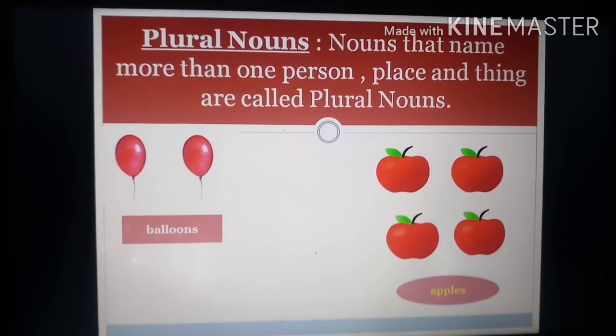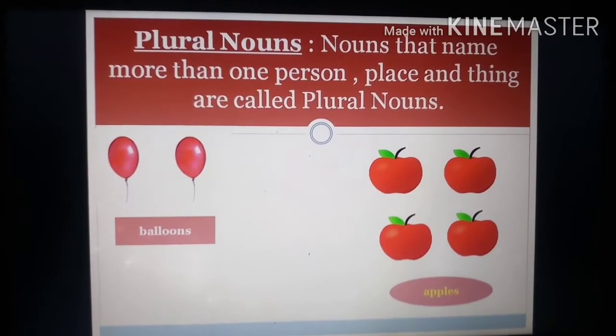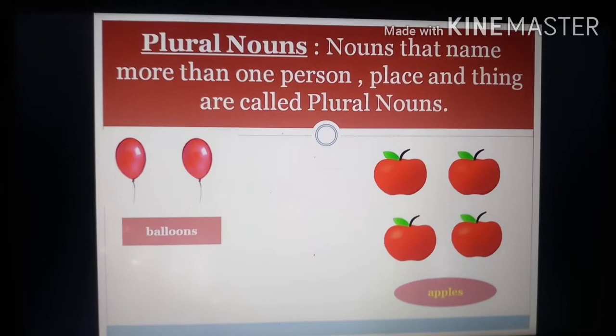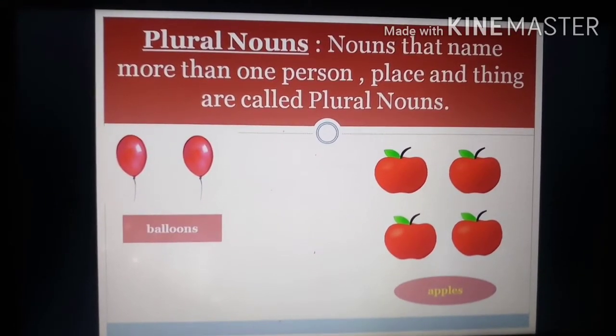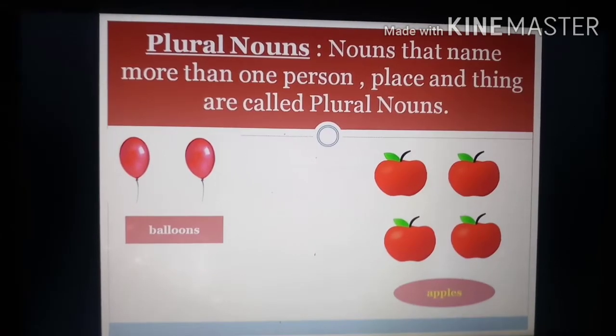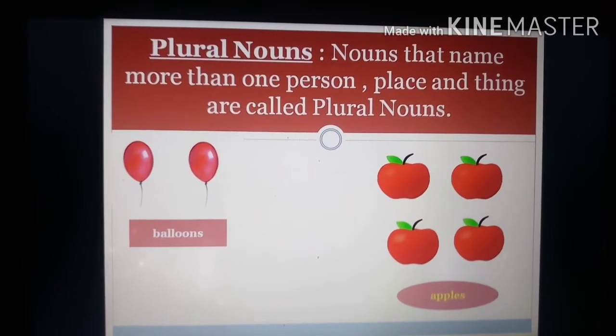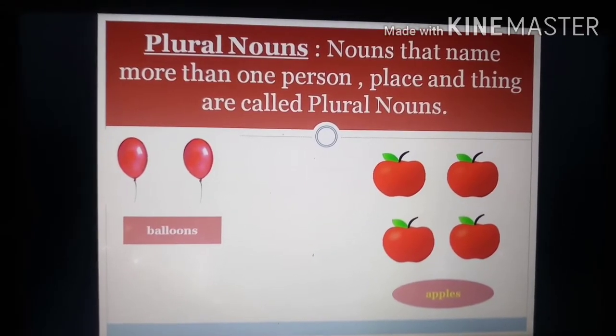Plural nouns. Nouns that name more than one person, place and thing. They are called plural nouns. As you can see in the picture, there are 2 balloons, 4 apples. So, plural nouns, they stand for more than one thing.